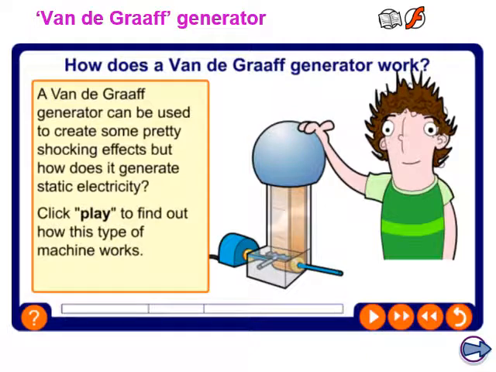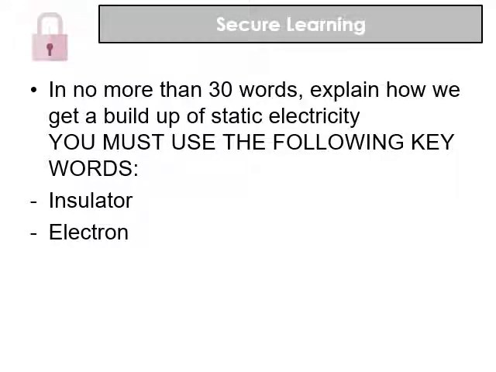There's a bit of an animation there about a Van de Graaff and how it works. You don't need to know that. I just tend to show it as another example, because essentially that belt moving is what produces the transfer of the electrons to then make the hair stand on end.